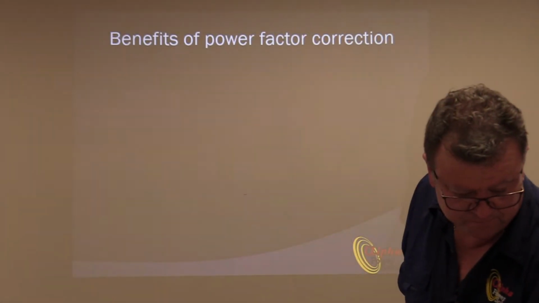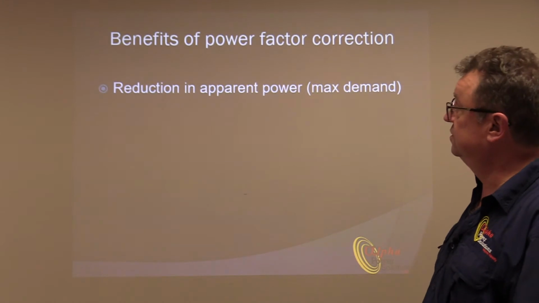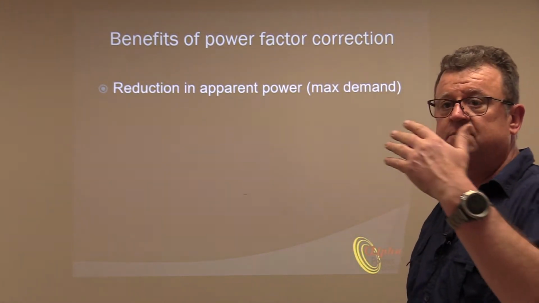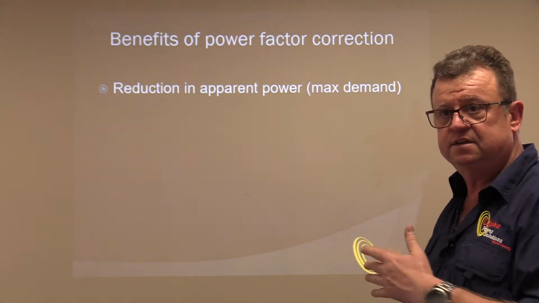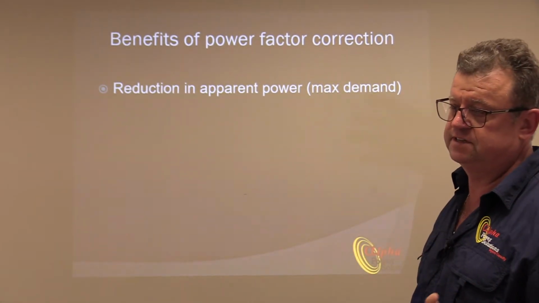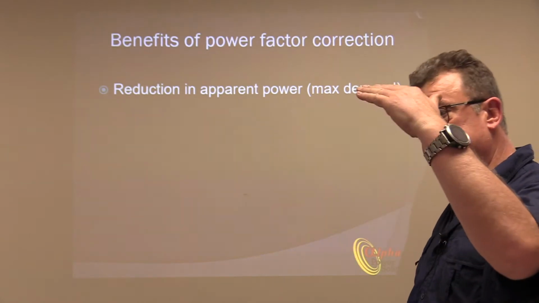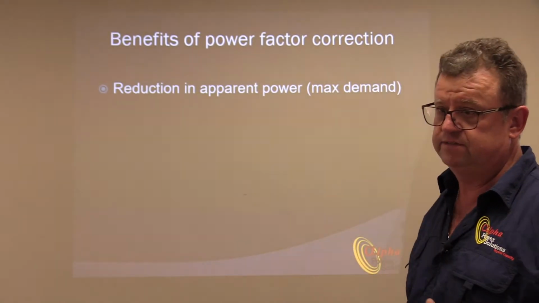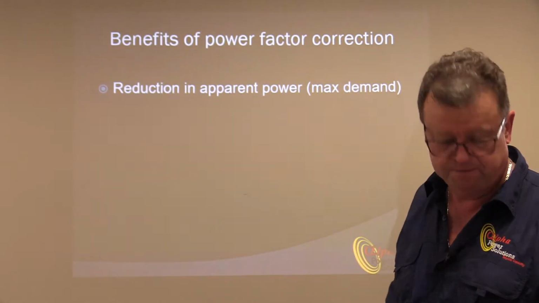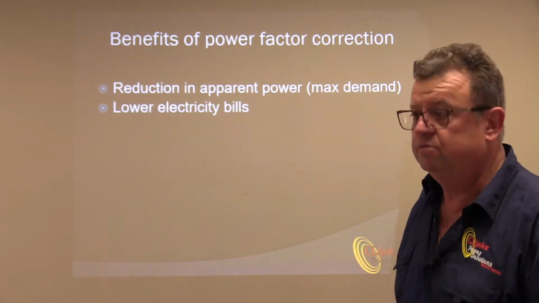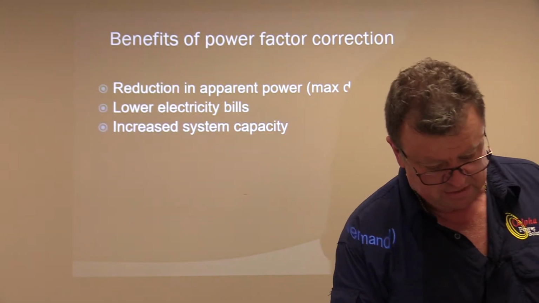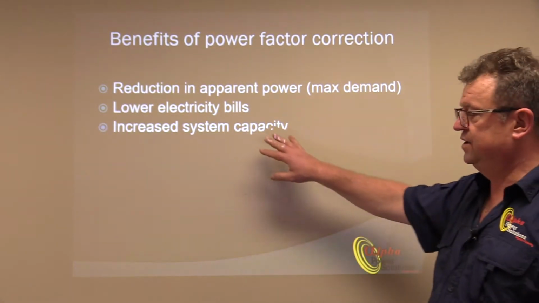Right. So what are the benefits of power factor correction? Well, obviously we reduce the apparent power, like I showed you, by putting, in that particular case, a power factor correction of 67 kilovars. We reduce the apparent power drawn from Eskom by 37 kVA in this particular example. Obviously, we lower the electricity bill. We also increase system capacity.